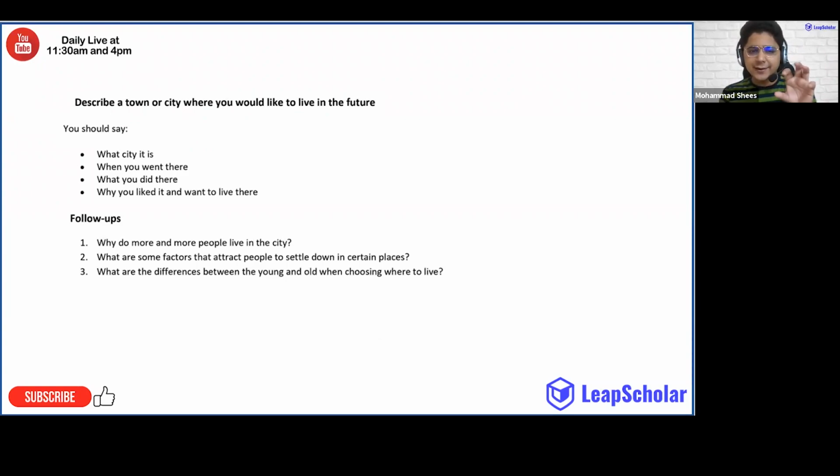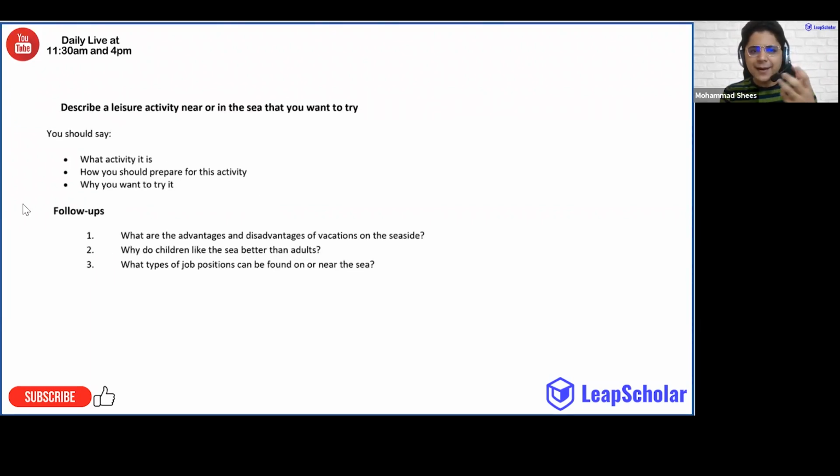Describe a town or city where you would like to live in future. Maybe you can relate it to your IELTS exam, that you are appearing for the IELTS exam because you would want to move to Canada. Describe a leisure activity near your area. Leisure activity, maybe you would want to go bowling. That's a leisure activity. Or maybe you want to go rafting, or swim. So always look at the word or, so you can choose one of them.